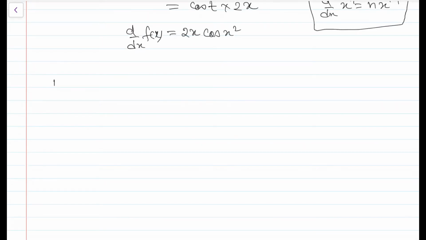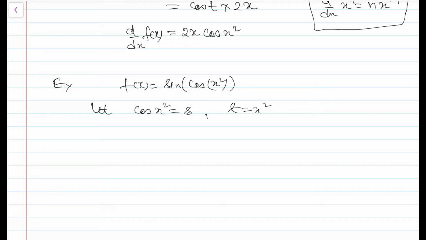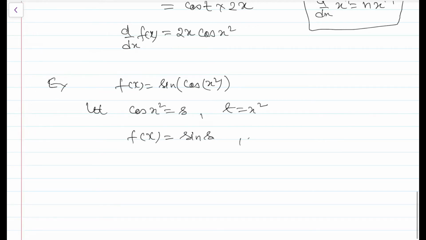Now see one more example. f(x) is equal to sine of cos x square. Let cos x square be equal to s and t is equal to x square. So f(x) will be equal to sine of s, and s is equal to cos of t and t is equal to x square.